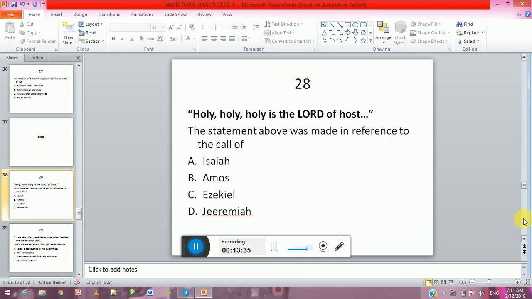CRK. Holy, holy, holy is the Lord of hosts. The statement above was made in reference to the call of A. Isaiah, B. Amos, C. Ezekiel, D. Jeremiah.